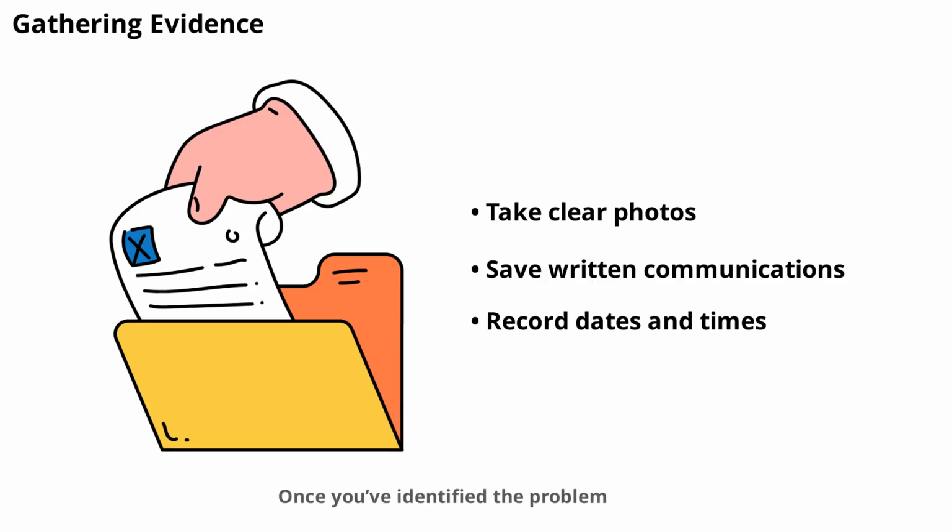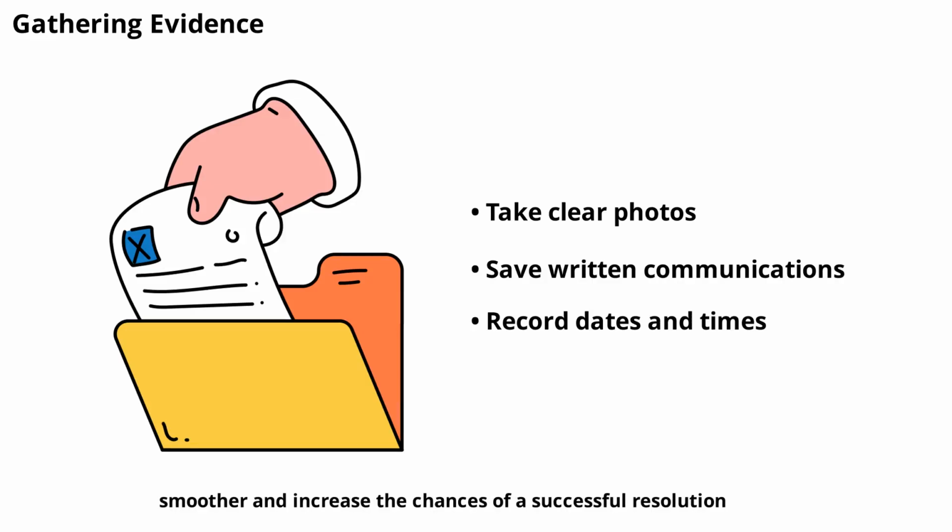Once you've identified the problem, gather as much evidence as possible. This could include photographs of the issue, written communication with your landlord or neighbor, and copies of your lease or community rules. Keep a record of dates and times when the problem occurred or when you attempted to resolve it. Detailed evidence not only supports your complaint, but also helps authorities understand the severity and frequency of the issue. Organizing your documentation will make the filing process smoother and increase the chances of a successful resolution.